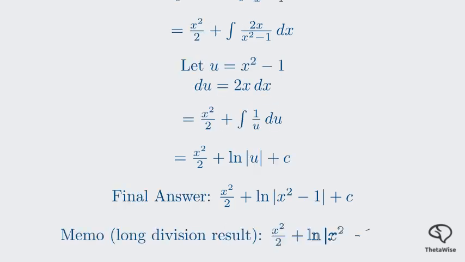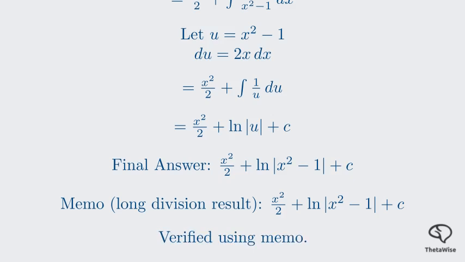This matches the result from the long division method in the memo. Verified using memo. Let's quickly look at the alternative solution provided for problem 4, which does not use long division. The alternative method for this problem is interesting, but it relies on a specific algebraic manipulation that you might not always spot. Let u equal the denominator x squared minus 1.